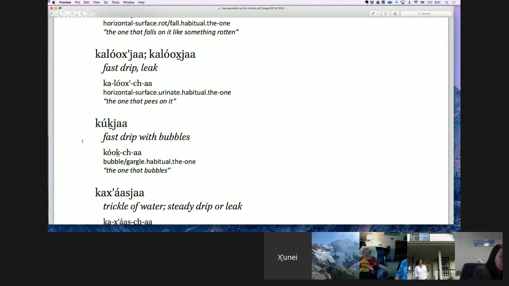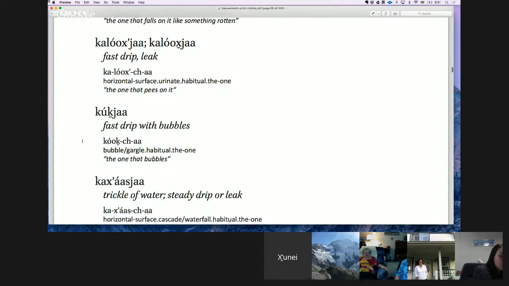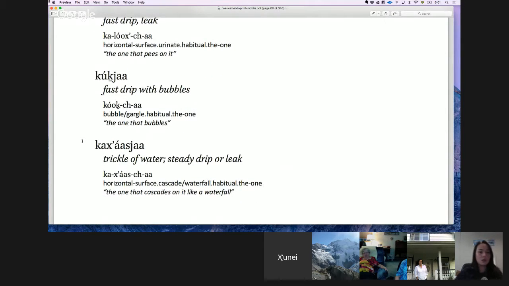Kukja. And this is a drip that creates bubbles. And so kuk is in there to bubble. Kakascha. And this is, again, a steady stream of water, kind of like a waterfall. So now it's got this much more steady sort of leak.